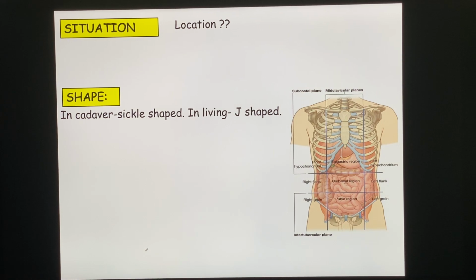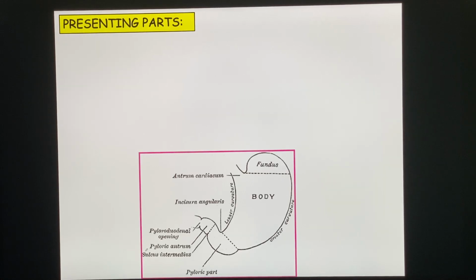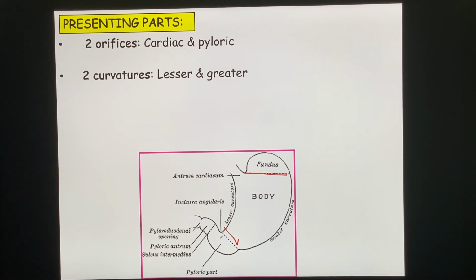Stomach, I'm going to skip the situation. You know about where it is seen. Let's move on to the parts of the stomach. Here is the stomach, and this part we call the fundus. This whole thing is the fundus. From here to here, we call it the body, and then we have the pyloric part. This part is the pyloric part, okay? So it has got two orifices, or two ends.